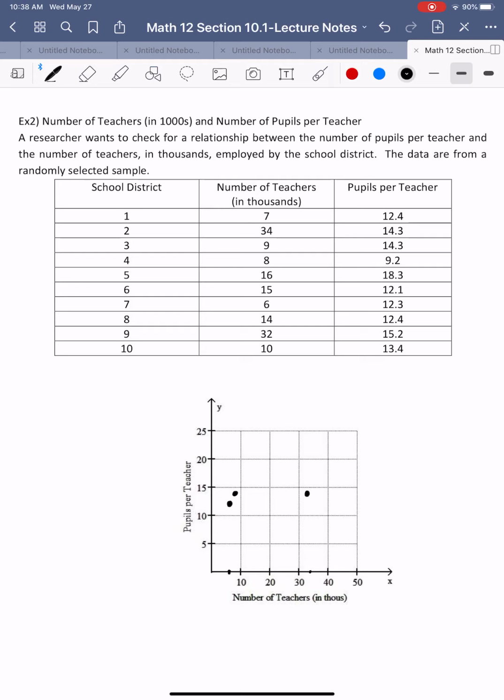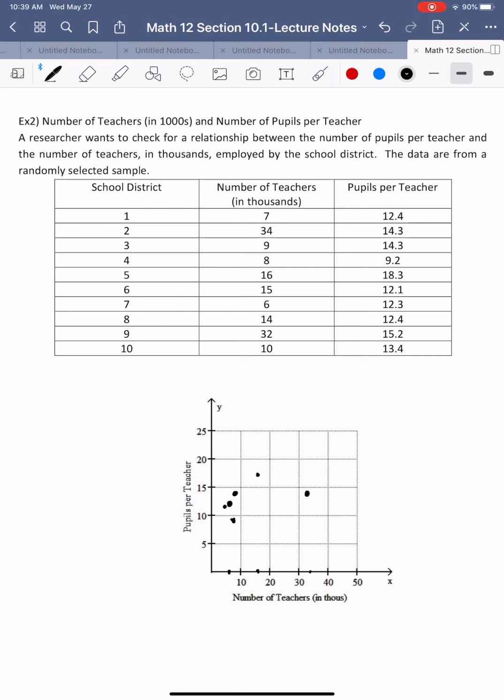And then district 4 has 8 teachers, with 9.2. Yeah, very close here, right? And then district 5 has 16 teachers, and then 18.3. This 16 is about here. So 18.3, which is about here. And then district 7 has 6 teachers and 12.3. So 6 teachers, 12.3. Yeah, very close to here.